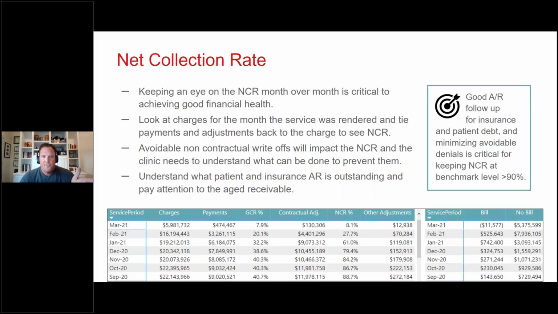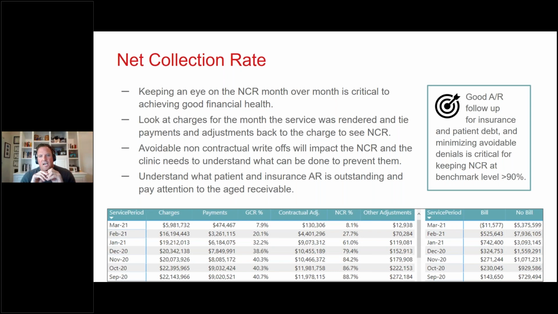So on a monthly basis, net collection rate is something I do keep an eye on throughout the month, but at the end of the day, it's not easy to get to NCR. We had to automate it on our end because trying to manually build this was such a pain. But NCR is important, right? If you bill $1 and you expect 50 cents and you don't get that 50 cents, the question is why?